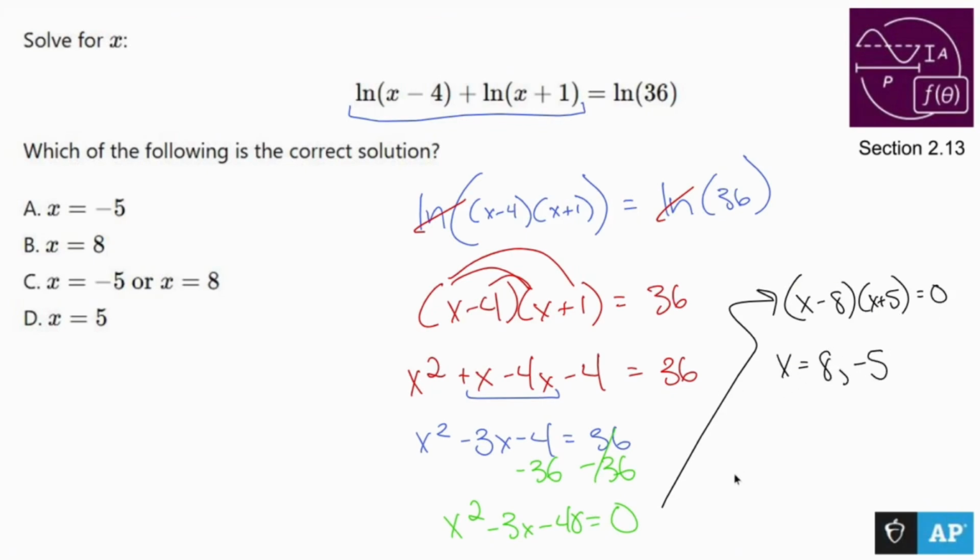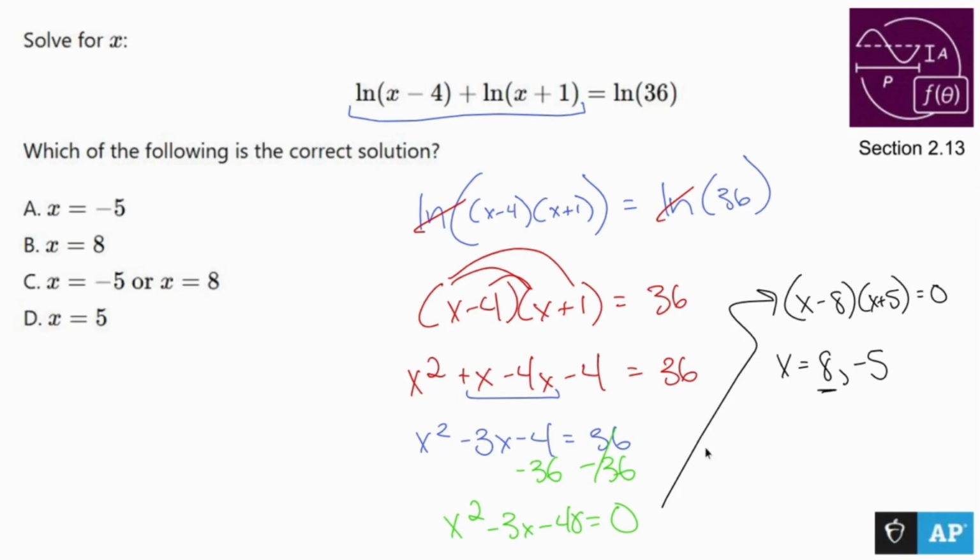Now, this is where you have to be so careful. I have to take these and plug them into the original equation. Why? Because ln of a number cannot be 0, and I cannot take the ln of a negative either. So if I were to plug 8 in, I get 8 minus 4, which is 4. I get 8 plus 1, which is 9.